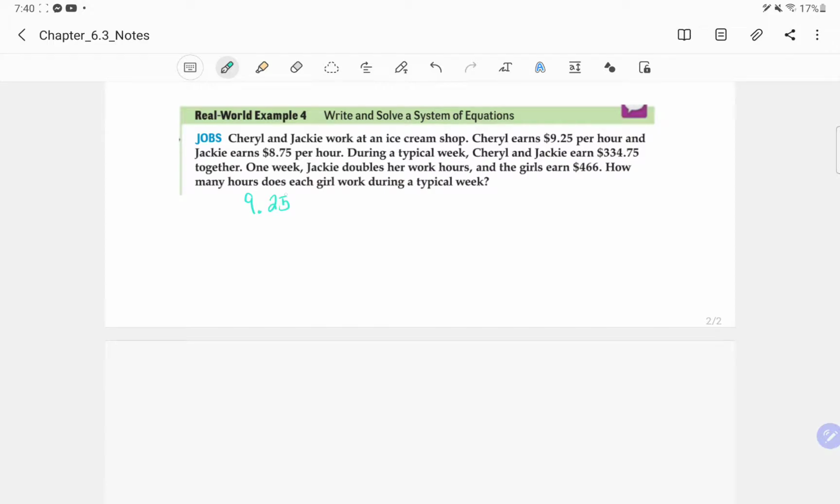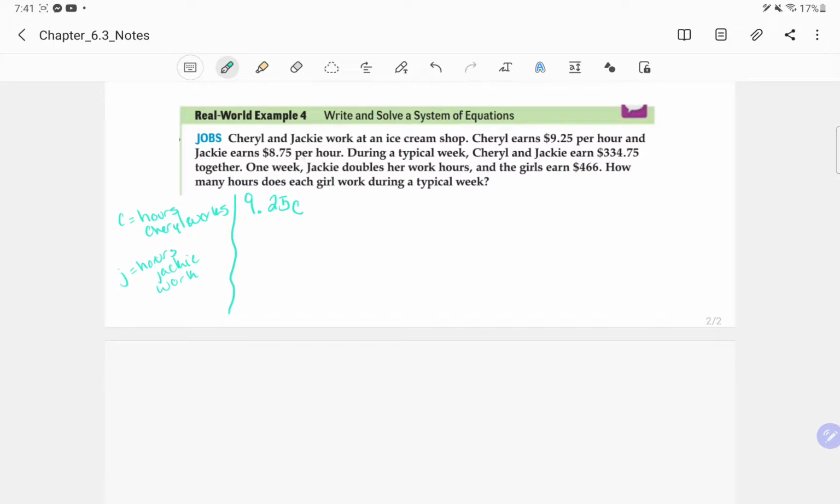So if I take basically Jackie's pay per hour times the number of hours Jackie works. I'm sorry, this is Cheryl. $9.25 is Cheryl. 9.25 times C, where C is representing hours Cheryl works. And J is going to represent the hours Jackie works. And I think I'm spelling their names all sorts of wrong, but it's okay. Okay, so I'm going to use this information to set it up.